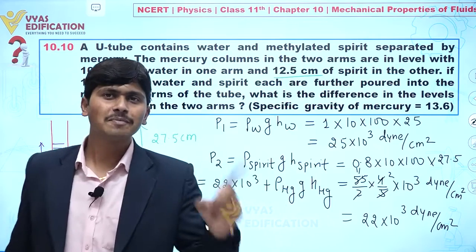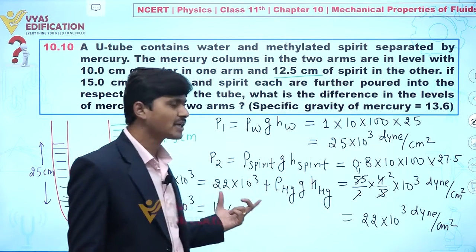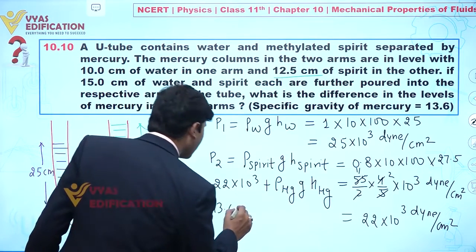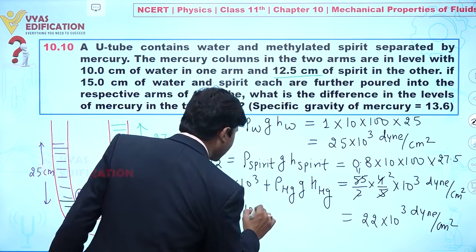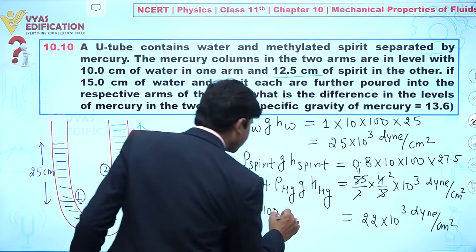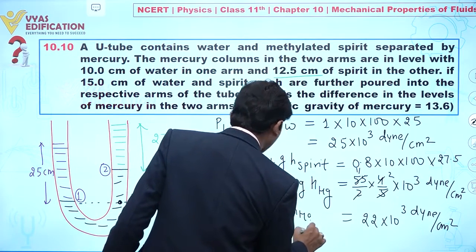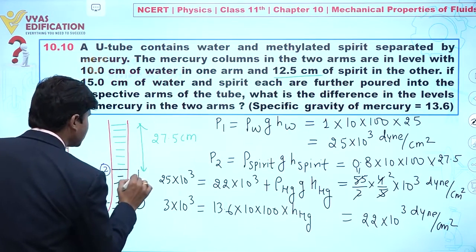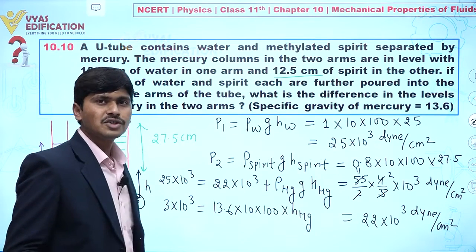Clear? So if you multiply it with 1, you can say the density of mercury is 13.6. Clear? It is multiplied with g. I can say 10 into 10 to the power 10 into 100. Clear? And I can say this is the height of the mercury column, so I am saying this is h, small h. Clear? So can we calculate?